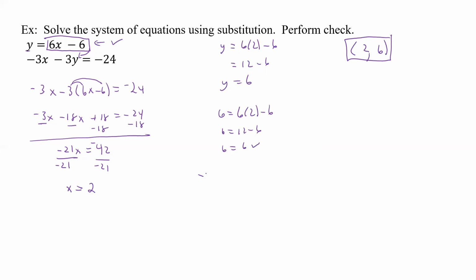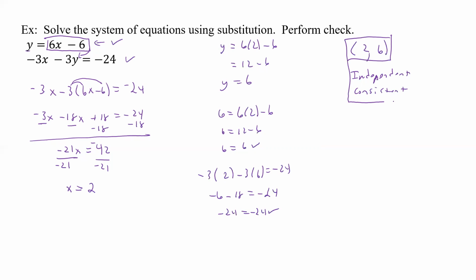How about the second one? Negative 3 times my x, which was 2, minus 3 times my y, which was 6, equals negative 24. So I have negative 6 minus 18 equals negative 24. Well, that's negative 24 equals negative 24. It checks there, and so it's independent and consistent. Okay, and so that is my solution: 2, 6, and it's independent, consistent. All right, so let's stop there and we'll come back with more.